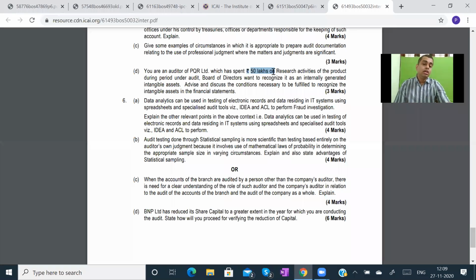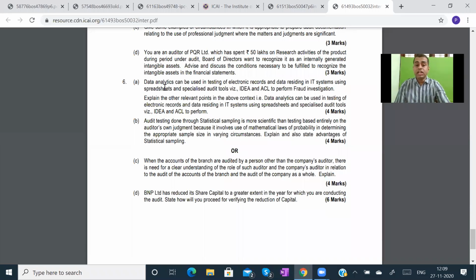That's all. So next they're asking you information technology audit, audit under CIS environment, data analytics, and then they are asking you statistical sampling. You remember sampling we have done? Statistical sampling. And then they are asking you branch audit. So what is the coordination between branch auditor and the company auditor? And then they are asking you reduction of share capital, which is there in the law also, which is there in your chapter 8 if you are an old syllabus student, and audit of financial statements if you are a new syllabus student. That is all.